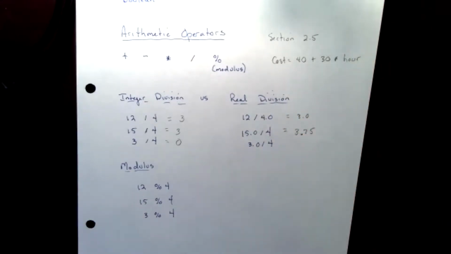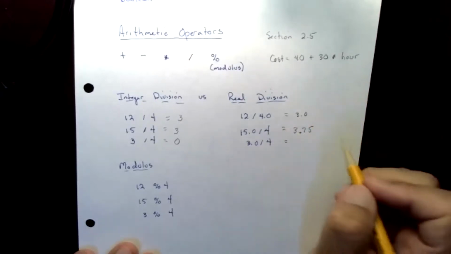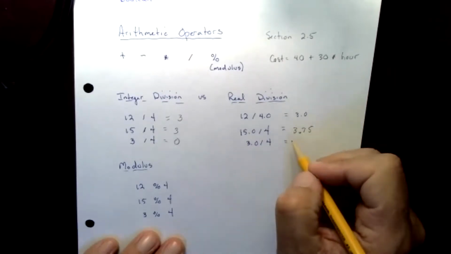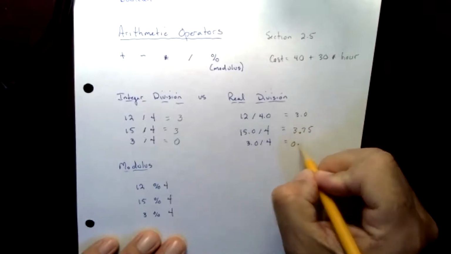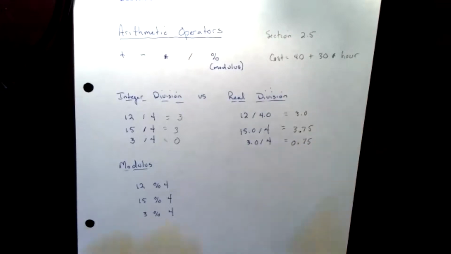It's not just 3. What is 3.0 divided by 4? 0.0? No, it's actually going to give me the real. 0.75. Yeah. It's one of those where once you see it, it's like, oh, okay. Sounds good.